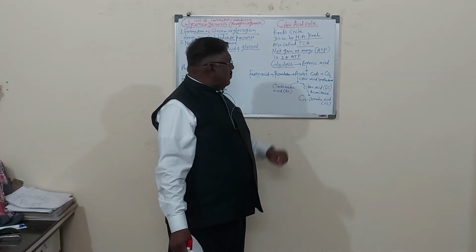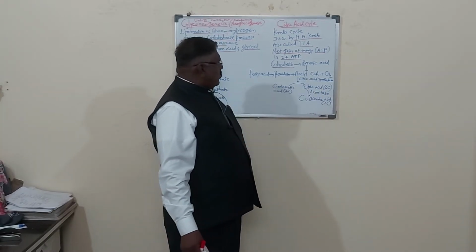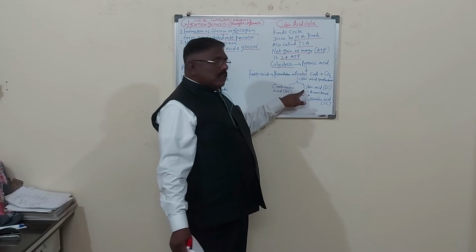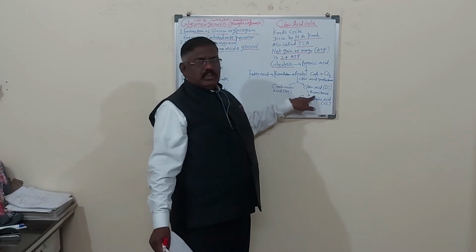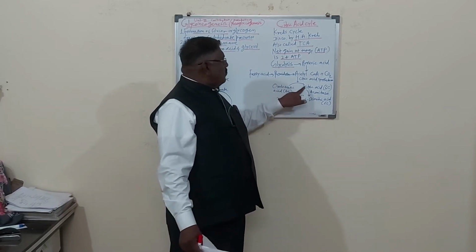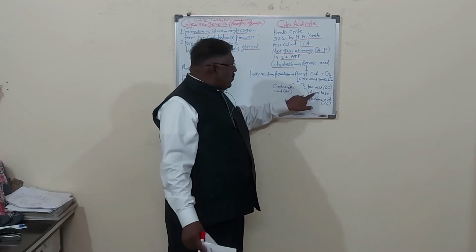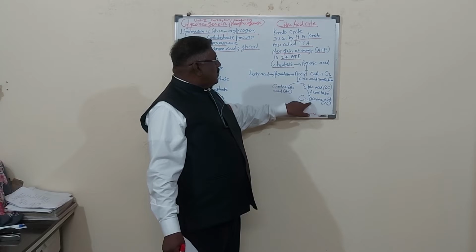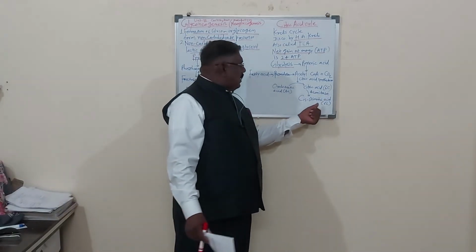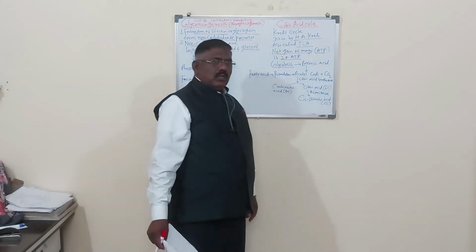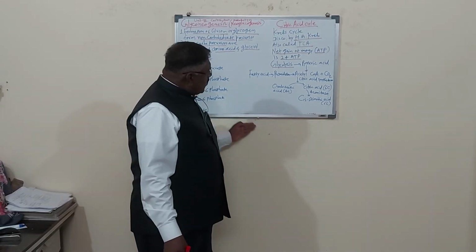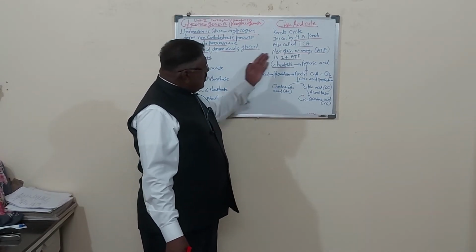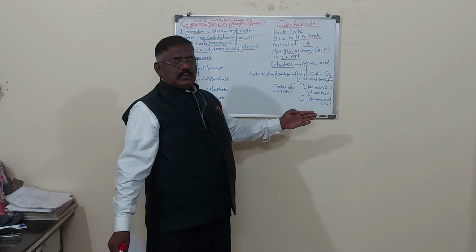Carbon 6. Here there are 6 carbon atoms. This citric acid is converted by aconitase. Aconitase is the enzyme, a biological catalyst, that converts citric acid into cis-aconitic acid. Here the carbon atom count is 6. So in this way, the cycle is continuous.